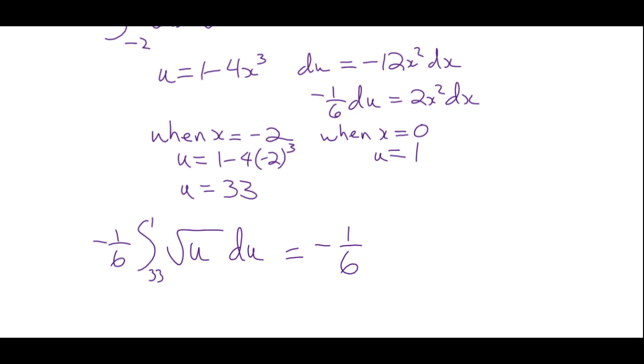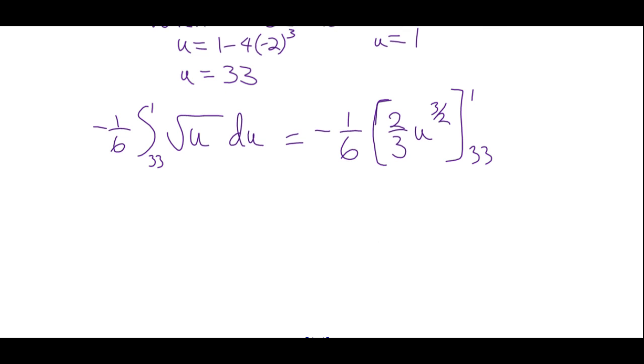Okay, so that's u to the half. Add 1, we get 3/2, multiplied by the reciprocal of 3/2 is 2/3. So that's 2/3 u to the 3/2. And we want to evaluate that from a lower bound of 33 to an upper bound of 1. All right, so negative 1/6 times 2/3. We've got a 1 and a 3, so we get negative 1/9.